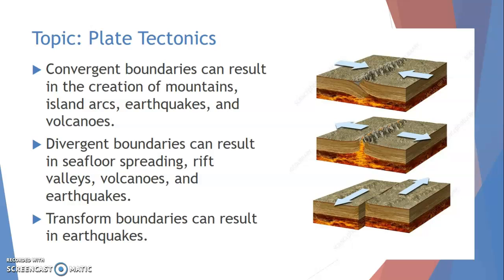And then transform boundaries is where we get most of our earthquakes, because here you've got two plates that are sliding past one another. And when that happens, tension and energy builds up, and then it's released kind of like a rubber band. So if you pulled back a rubber band and you had all that tension in it, and then you released it and it snapped back, that reverberation is kind of what causes an actual earthquake.